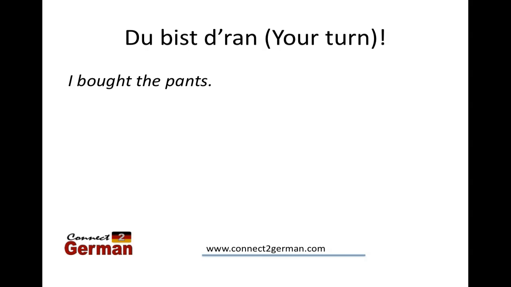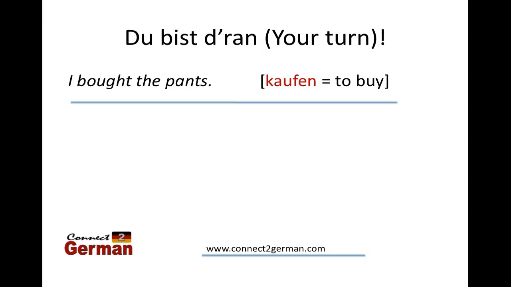All right, let's go on and do another example. I bought the pants. What do we need to know? The verb's infinitive to buy is kaufen. Now let's set up our form so that we can try to say, I bought the pants. Ich blank die Hose. So we need that past tense. What is it? And there it is. Ich kaufte die Hose. Simple past form of kaufen.